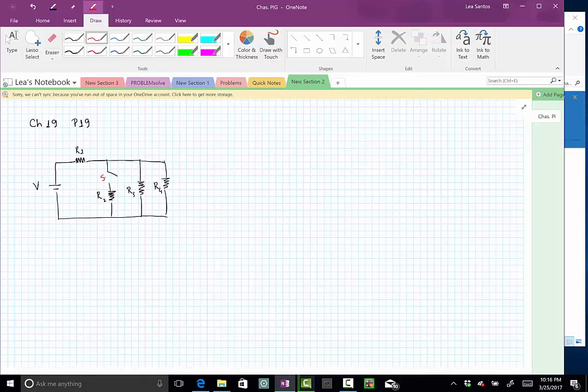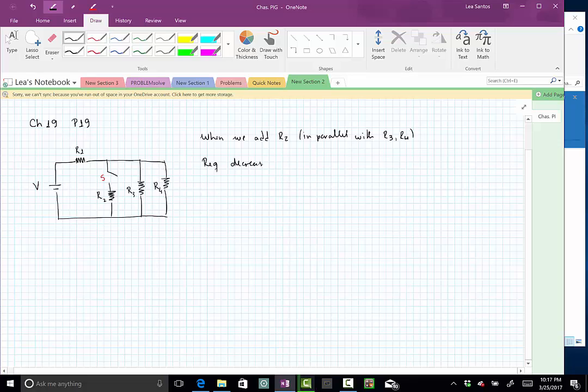We want to know now, if I close it, what will happen to the voltage on each one of these resistors, R1, R2, R3, and R4. Okay, so R2, R3, and R4 are in parallel. Now, the more resistances we put in parallel, the smaller the equivalent resistance will be. So let's put a summary here. When we add R2, which is in parallel with R3 and R4, we know the equivalent resistance decreases.